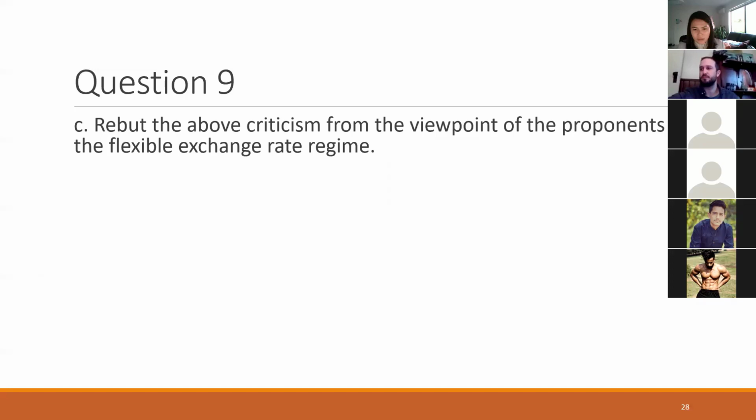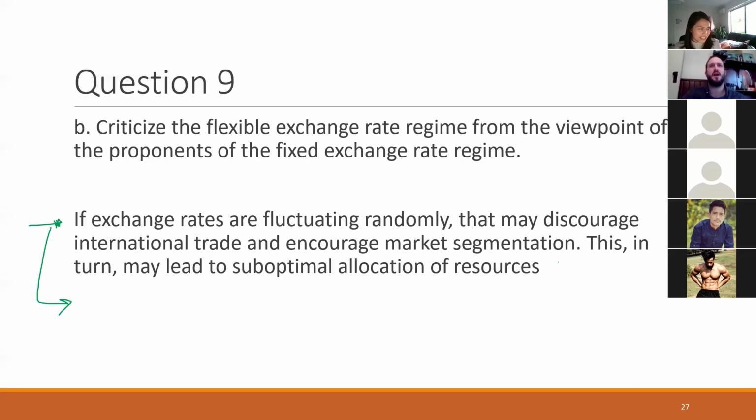All right, so part C, let's move on to question C, and then we can take a short break, okay? Question C: rebut the above criticism from the viewpoint of the proponents of the flexible exchange rate regime. So if you are a supporter of the flexible exchange rate regime, how do you argue against the previous argument, okay? And what was our previous argument? It was the volatility. Right. So here it says that if you let your currency value fluctuate too much, then it discourages trade.